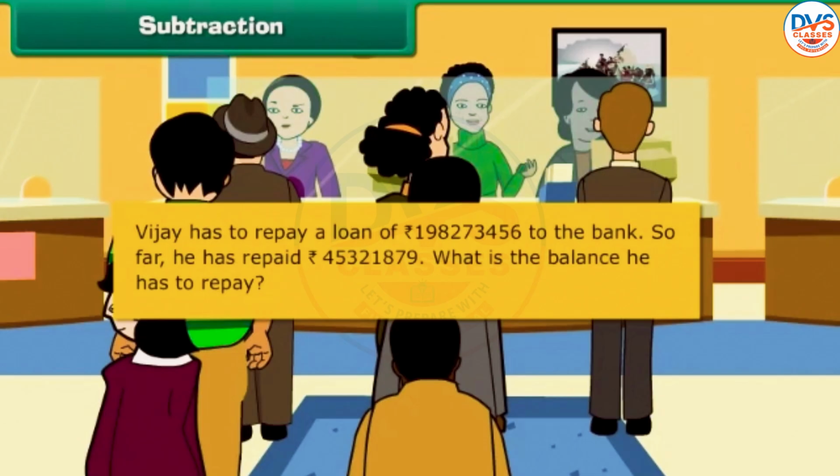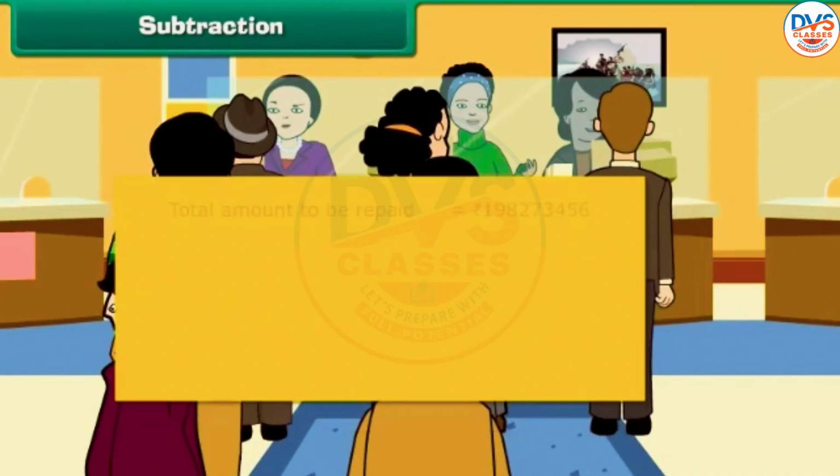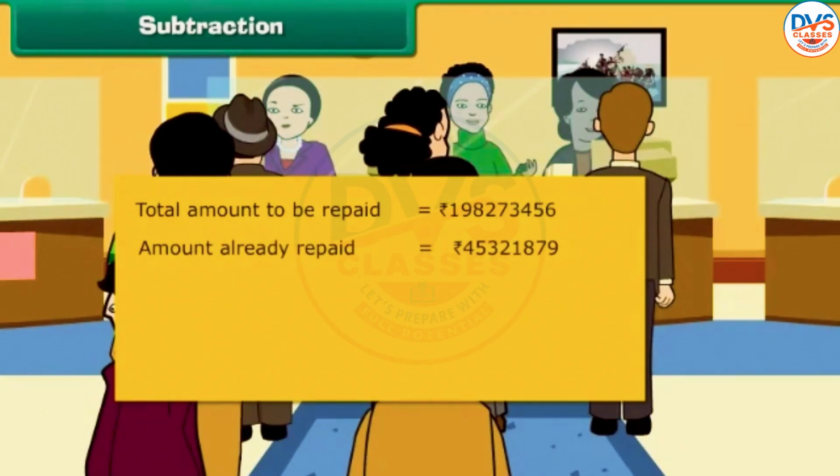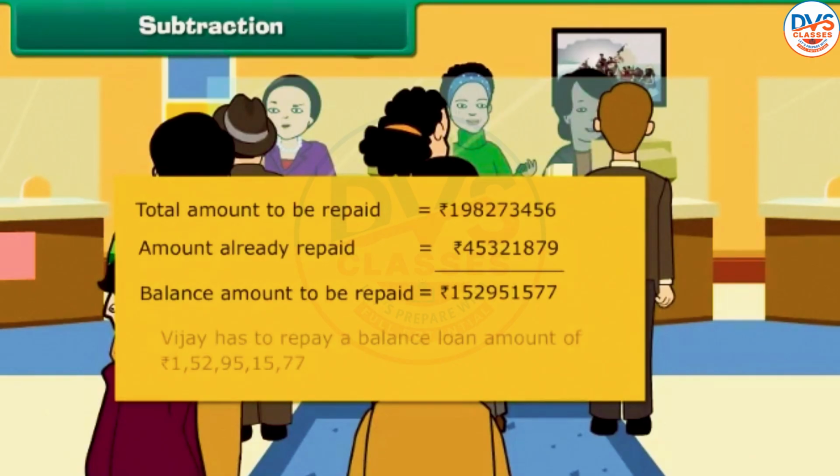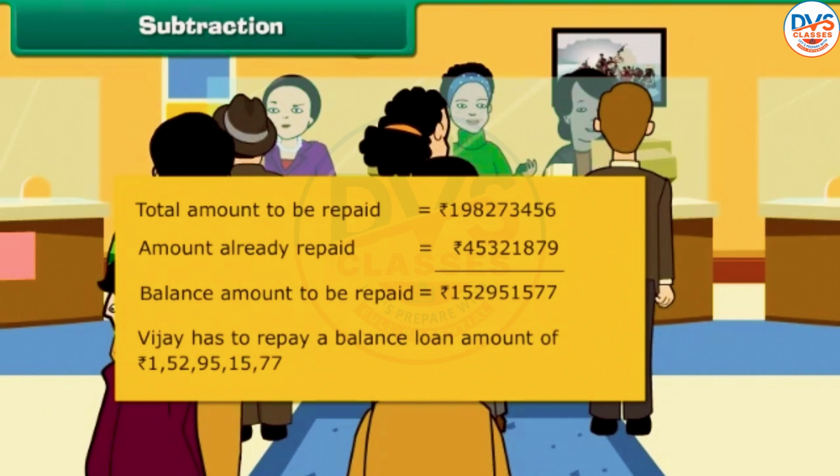Vijay has to repay a loan of rupees 198273456 to the bank. So far, he has repaid rupees 45321879. What is the balance he has to repay? Total amount to be repaid is equal to rupees 198273456. Amount already repaid is equal to rupees 45321879. Balance amount to be repaid is equal to rupees 152951577. Vijay has to repay a balance loan amount of rupees 152951577.